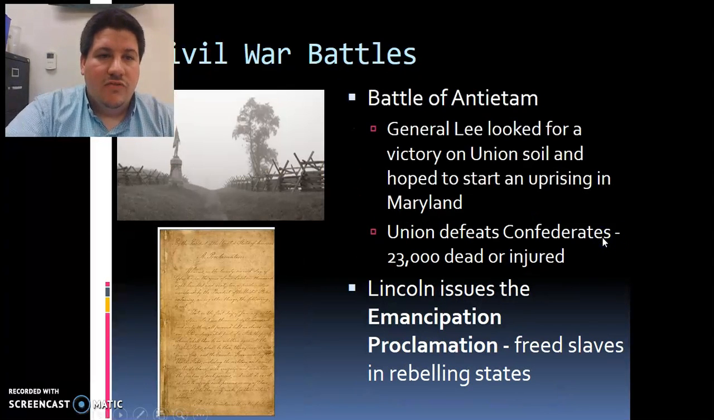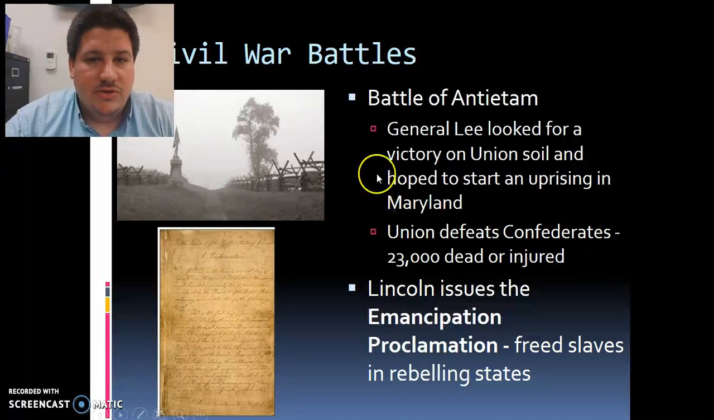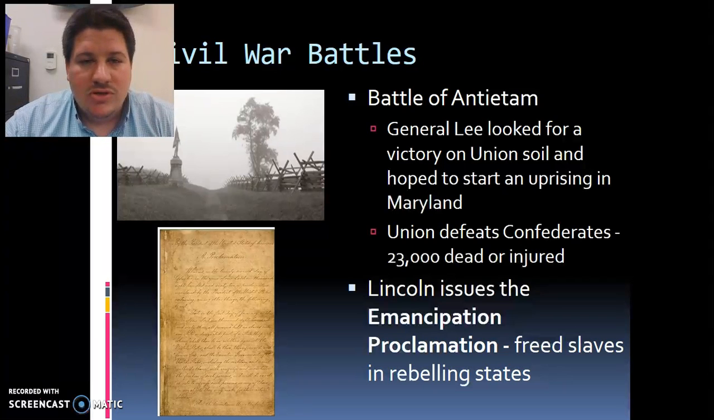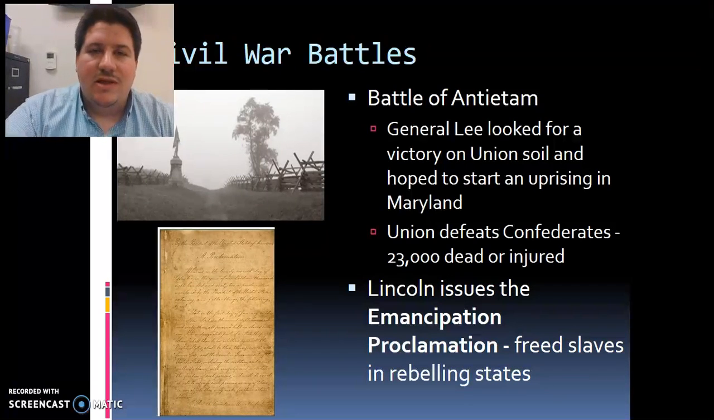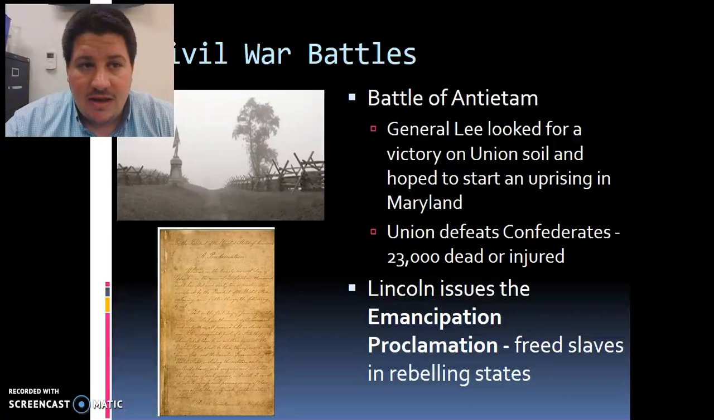All right, moving on. Battles of the Civil War continued. The Battle of Antietam. General Lee was looking for a victory on Union soil and was hoping to start an uprising in the border state of Maryland. So we've learned so far that border states were Union states touching Confederate states, and in most cases they had legalized slavery, but they had chosen to stay as members of the Union.